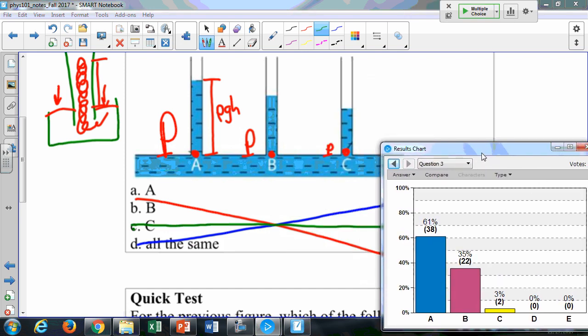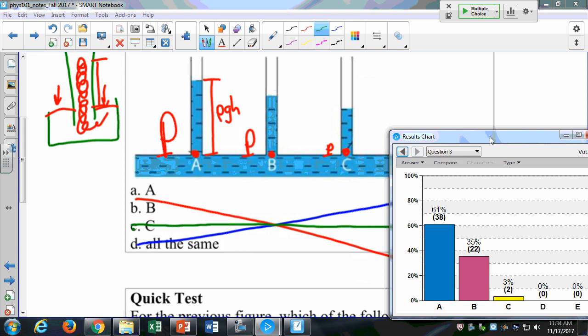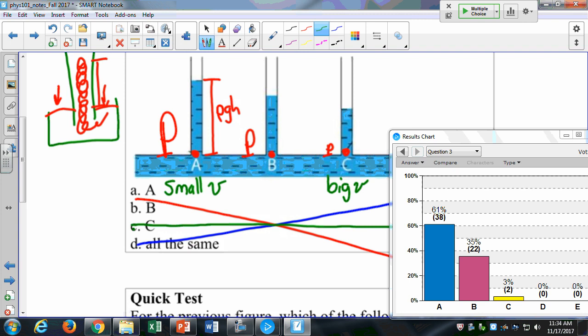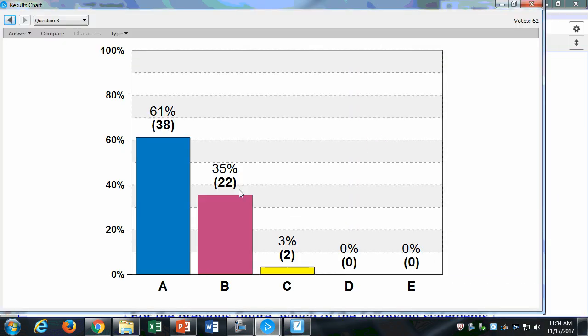Okay, let's see. If I have a big pressure, does that mean my speed is big or small? Small speed means big pressure. So I want a small speed down here, small v, and big v over here. In order to give me a small speed, does the pipe need to be big or small? It needs to be big. So that's the blue line. A is right.